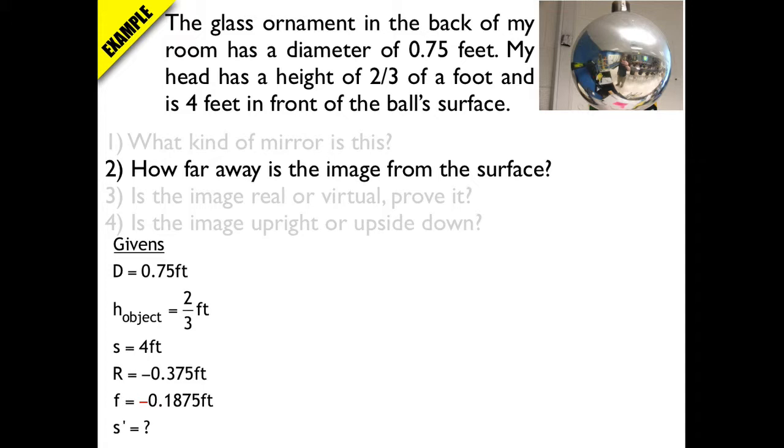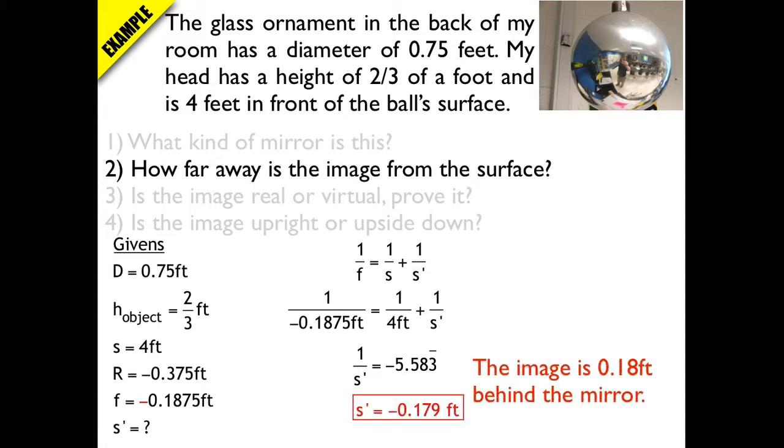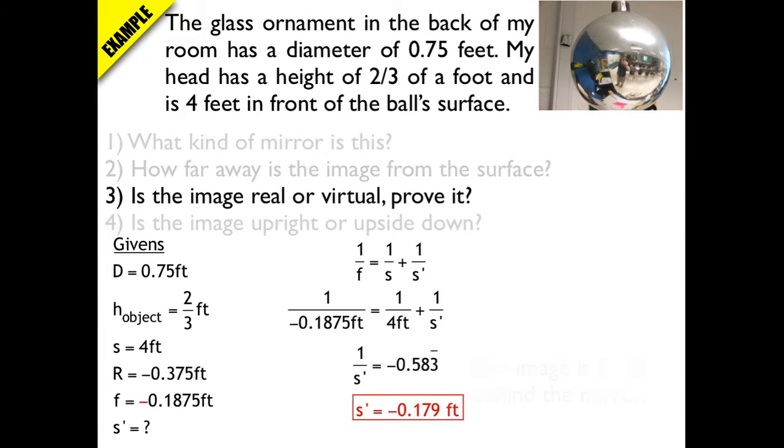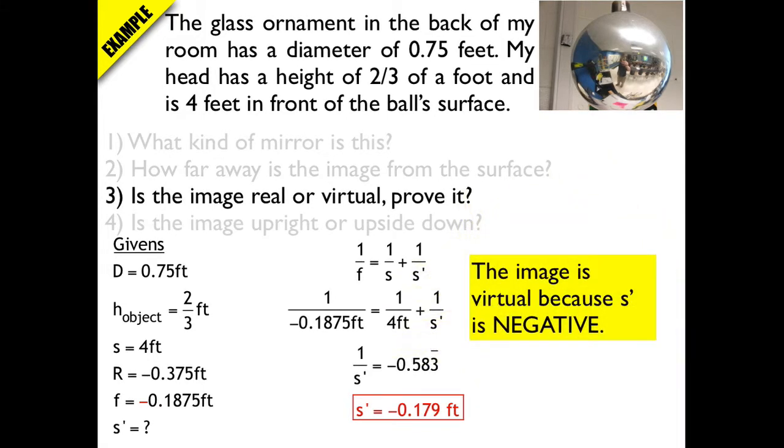So I'm going to use my mirror equation. 1 over f is equal to 1 over s plus 1 over s prime. Putting in my numbers, making sure I have my negative signs, I get that 1 over s prime is equal to negative 5.583 repeating. To find s prime, that gives me basically negative 0.18 feet behind the mirror. The image is virtual because it's negative. I also know it's virtual because all convex mirrors give you virtual images.